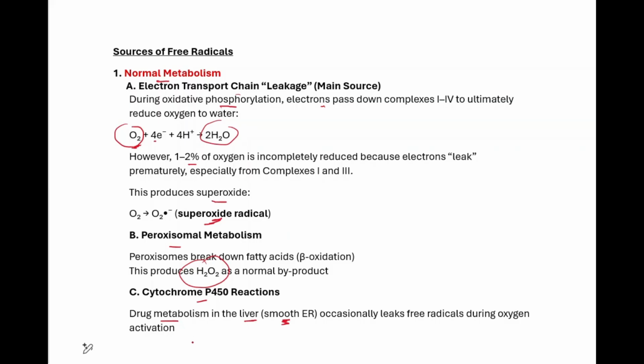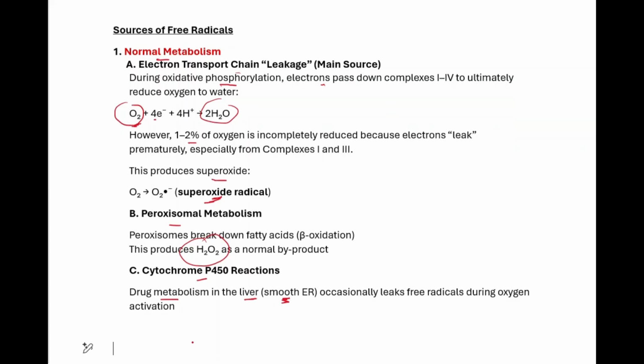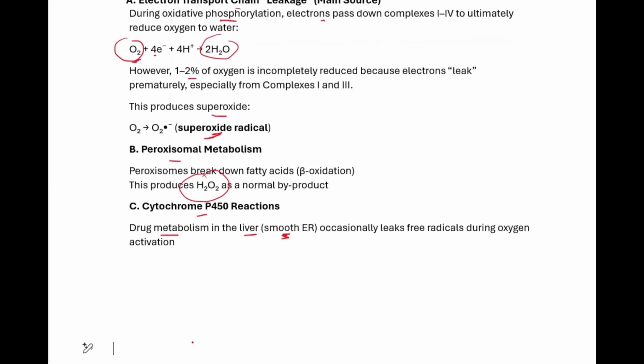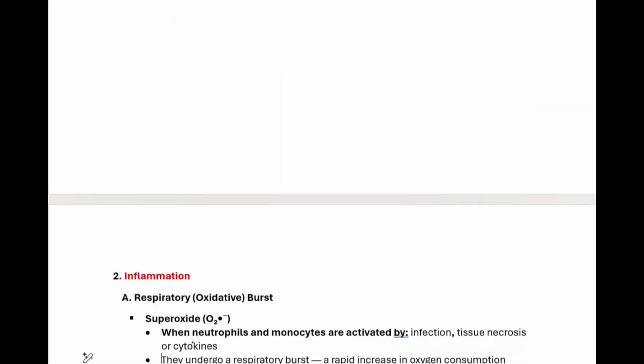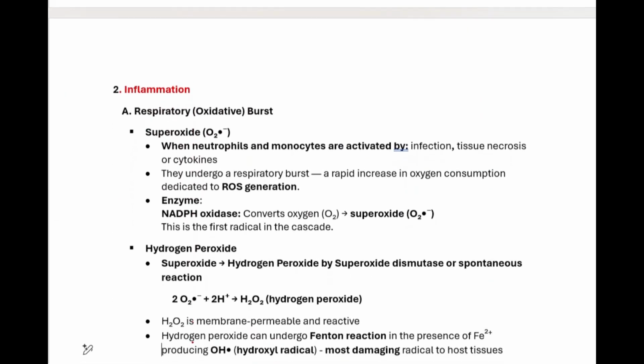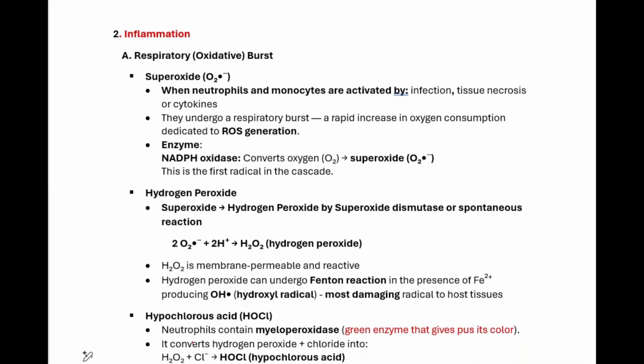And during those drug metabolism, free radicals could be produced and they could be released into the system. So that's one source. So normal metabolism could be a source for free radicals. And that's why we have a system in our body to be able to defend against these free radicals. So another source of free radicals is inflammation.